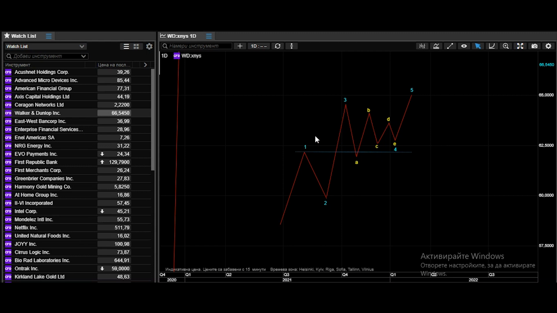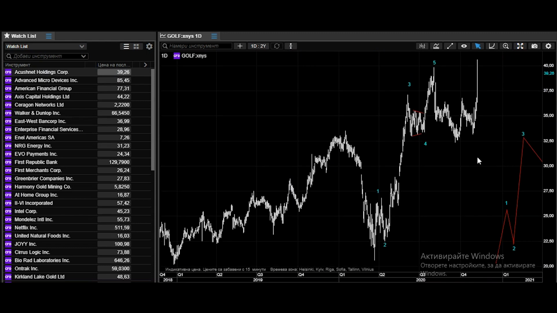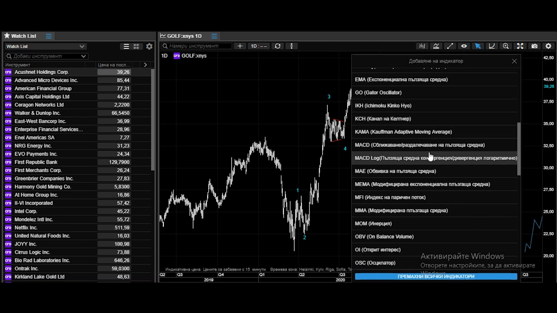Of course, there are variations of what I want to explain. The second wave can be an expanding flat, the fourth can be a running flat, but we will also comment on this in the following lessons. And now, let me show you some more tools that help us to identify impulsive waves.